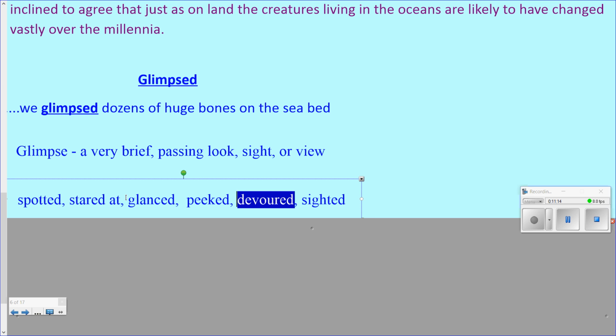The trickier one is stared at. And I've picked this one because if we are glimpsing at something, we are seeing it very quickly. Whereas if we're staring, that's going to take a longer period of time. So stared at isn't really a good synonym of glimpsed. It is a good synonym for looked, but glimpsed is a lot more precise.